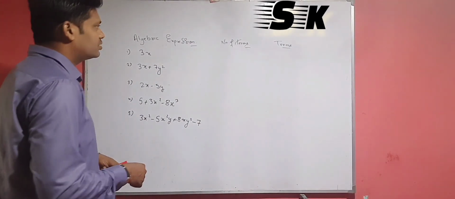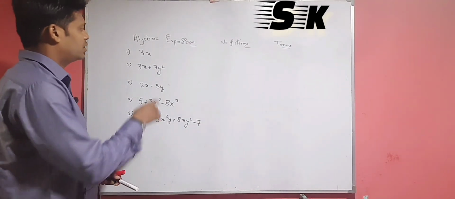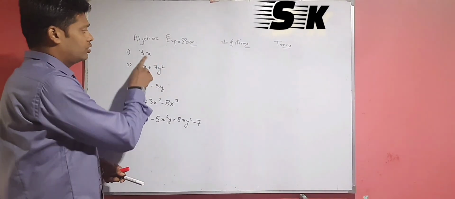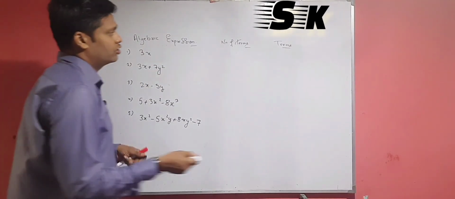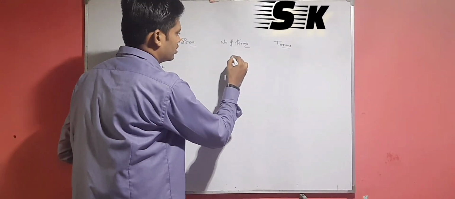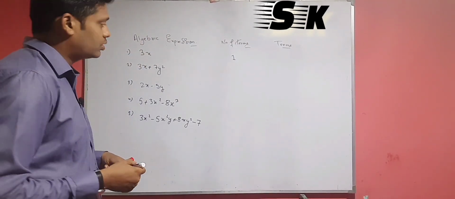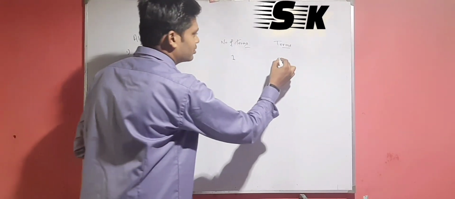So for the number of terms, if there is a plus or minus sign between them, it will be a separate term. Here the number of terms is 1. What is the term? So 3x.